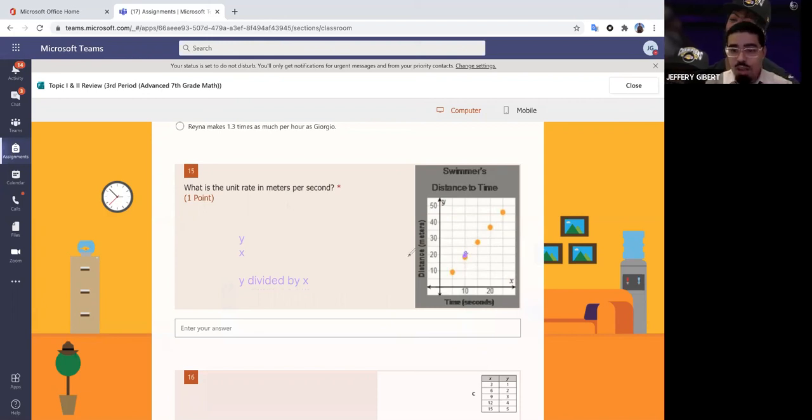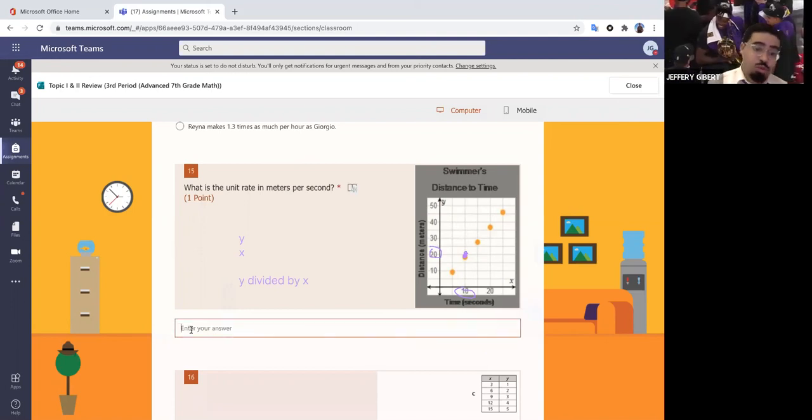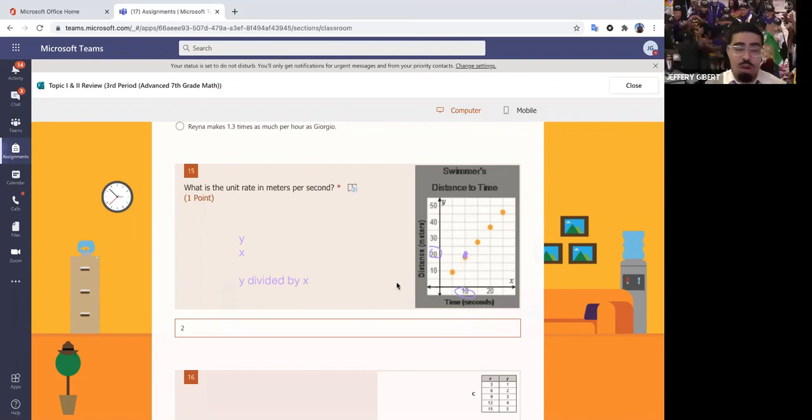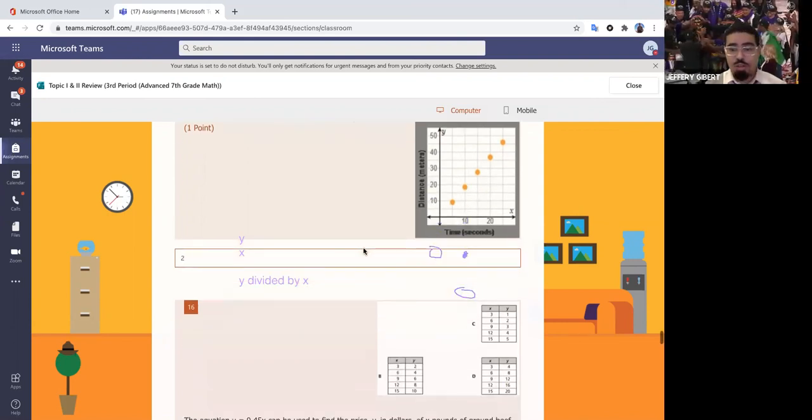So the y is 20 and the x is 10. So you just have to do 20 divided by 10. What's 20 divided by 10? 2. So this answer is 2. That's all you have to do on a question like this. They ask for unit rate: take a perfect point and do the y divided by the x. Whatever the answer is, that's your unit rate.